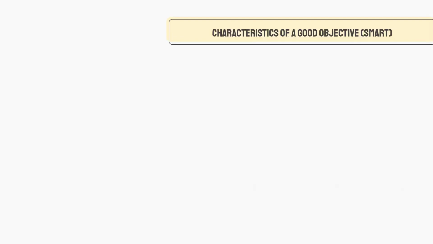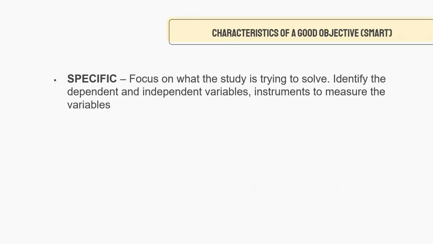So you might be familiar already with the SMART objectives. So in the same way that your research problem should be SMART, the way that you state your objectives should also be SMART. Specific means you focus on what the study is trying to solve, identify the dependent and independent variables, instruments to measure the variables.